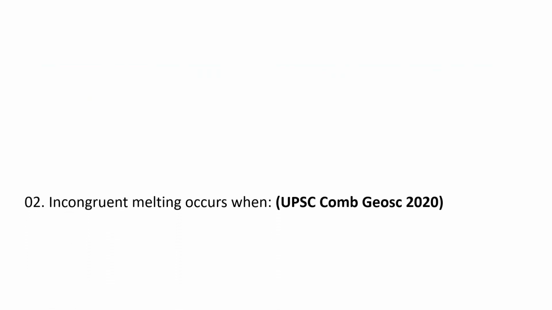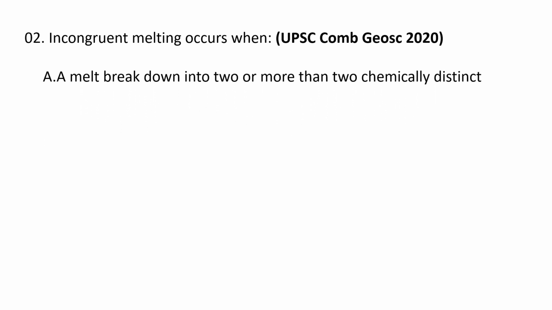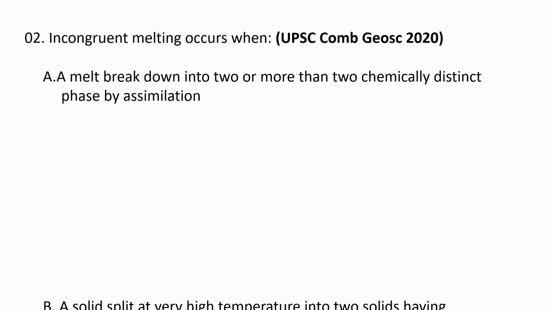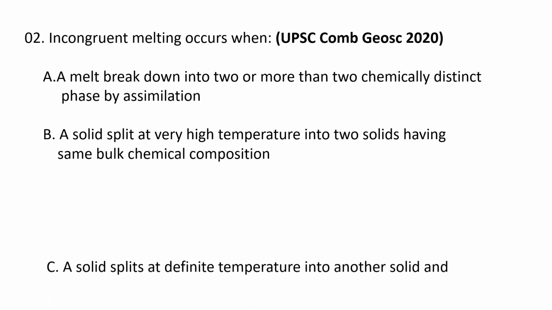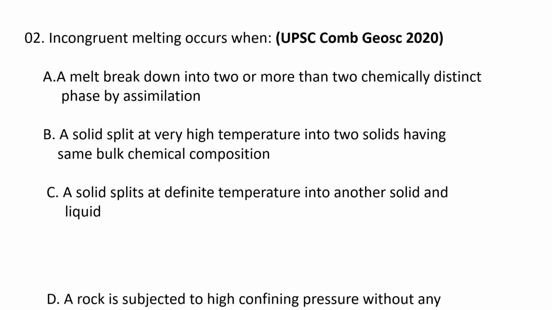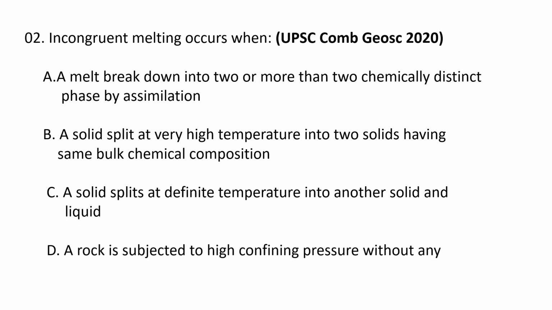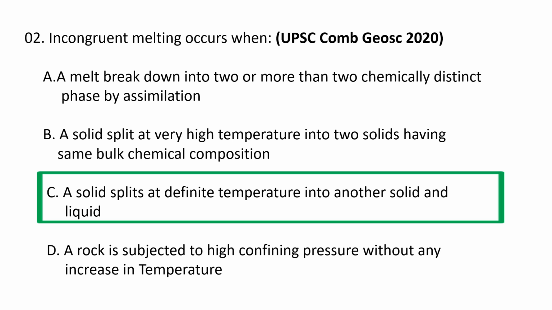Next question. Incongruent melting occurs when A. A melt breaks down into two or more chemically distinct phases by assimilation. B. A solid splits at very high temperature into two solids having same bulk chemical composition. C. A solid splits at definite temperature into another solid and liquid. And D. A rock is subjected to high confining pressure without any increase in temperature. So incongruent melting occurs when a solid splits at definite temperatures into another solid and liquid.